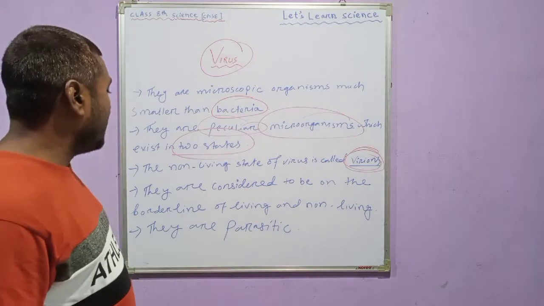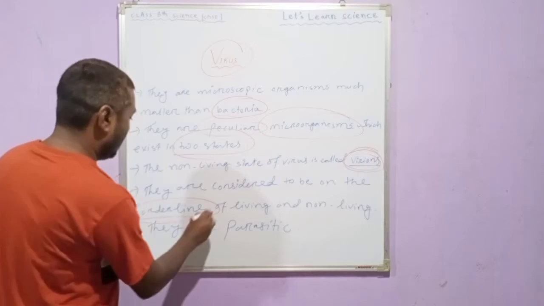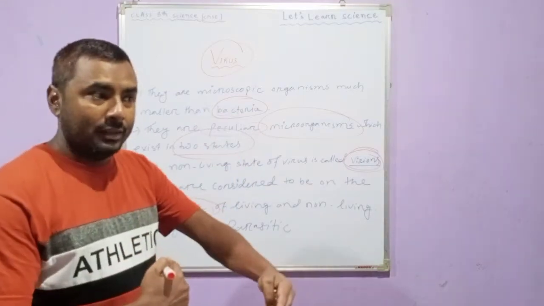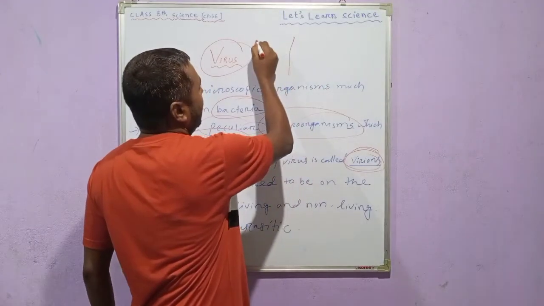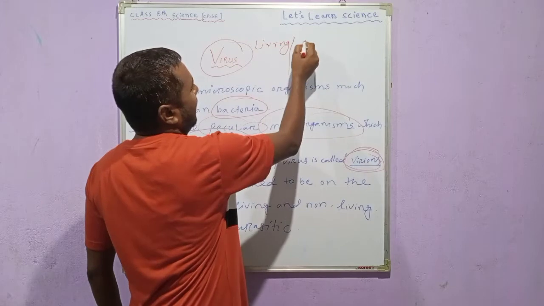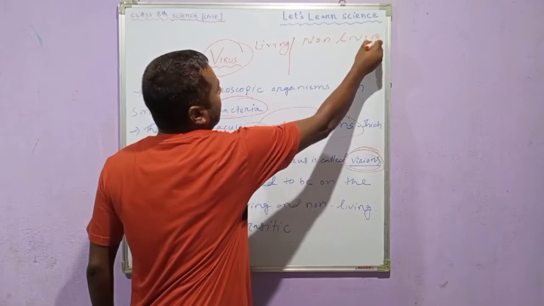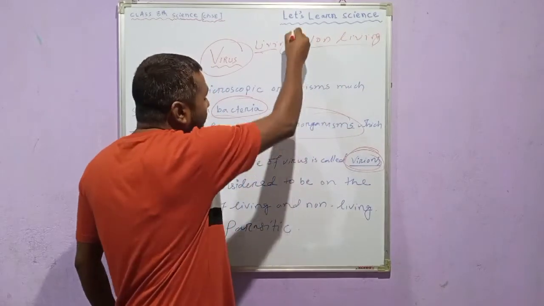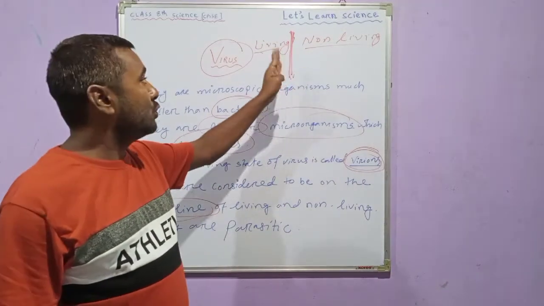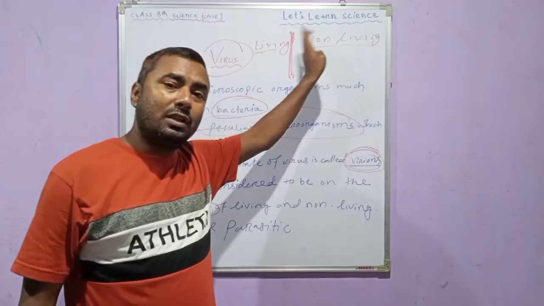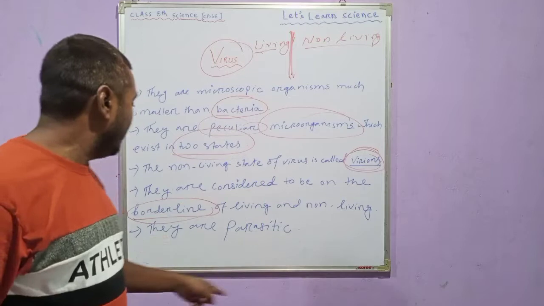They are considered to be on the borderline, and that's why they are considered to be on the borderline. Suppose here you see this is living and this is non-living. This borderline over here is the position of the virus, because they have the capacity to show the properties of both living things as well as non-living things. That's why they are considered to be on the borderline of living and non-living.